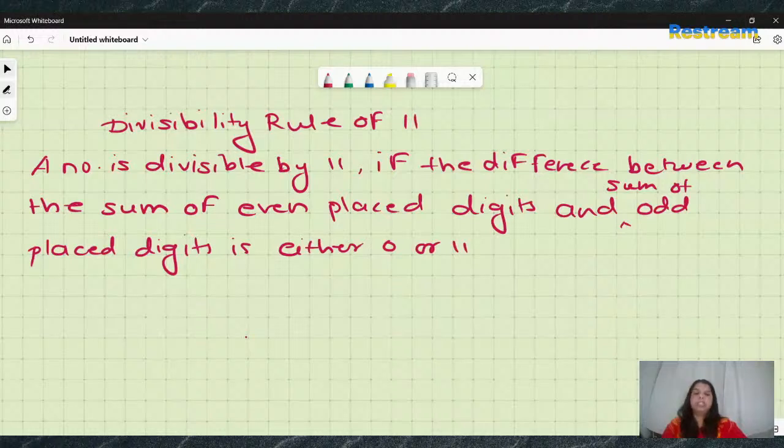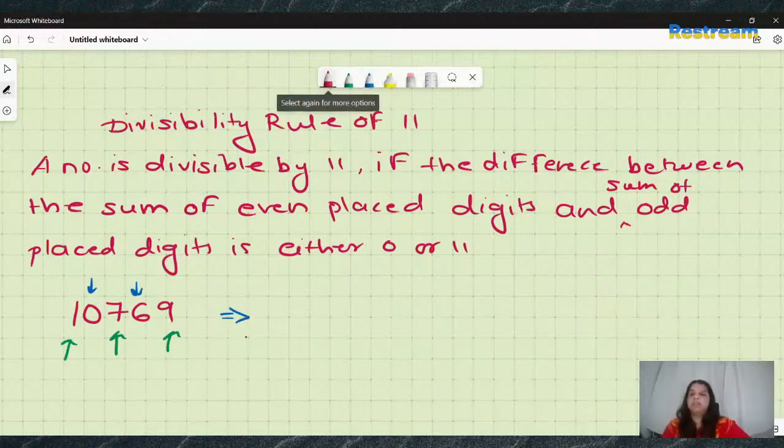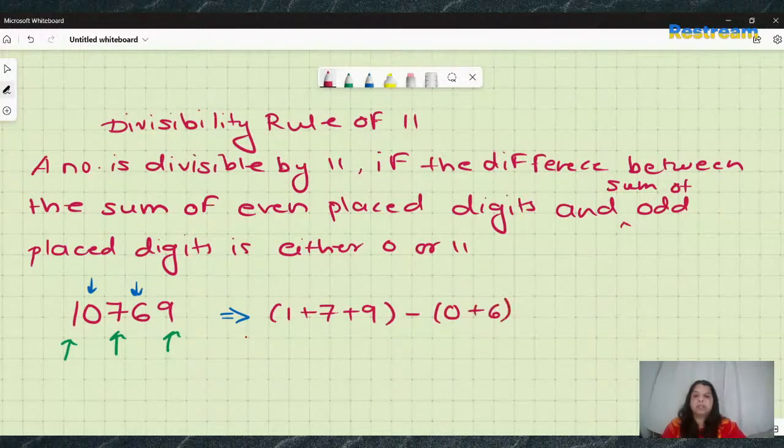Let's take the number 10769. The green ones are odd placed digits, and the blue ones are the even placed digits. So how do we know that this number is divisible by 11? We take 1 plus 7 plus 9 minus 0 plus 6. So it is 17 minus 6, that is equal to 11.